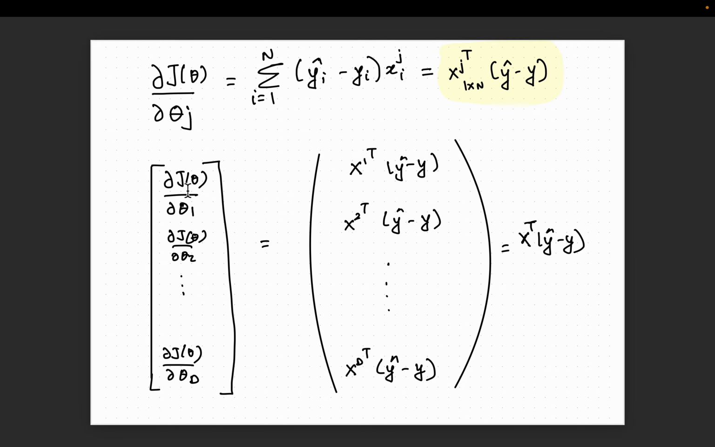This is a d-dimensional vector. It's the gradient with respect to theta, which is itself d-dimensional, and cost is a scalar. So this is a d-dimensional vector. If we look at X transpose, its shape is d cross n, and y hat minus y has the same shape as y hat, same shape as y, which is n cross 1. So d cross n times n cross 1 gives you a d cross 1 vector. So even from the shape analysis, we can confirm that our result is okay.